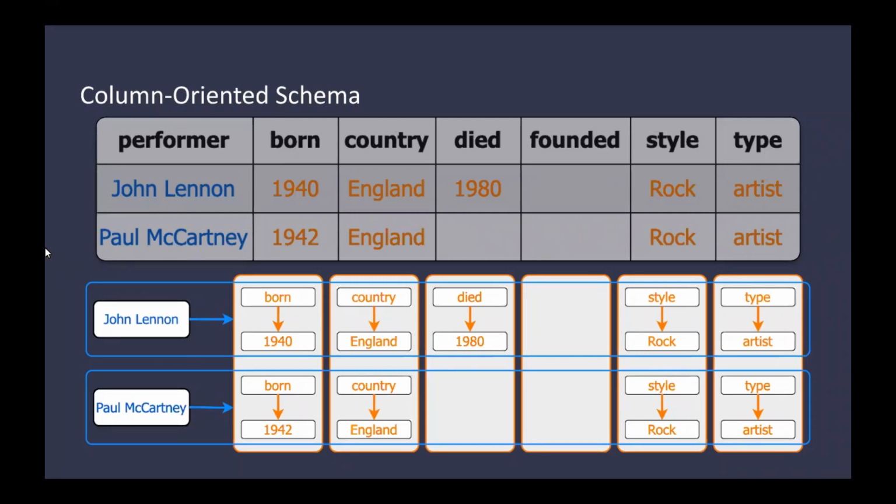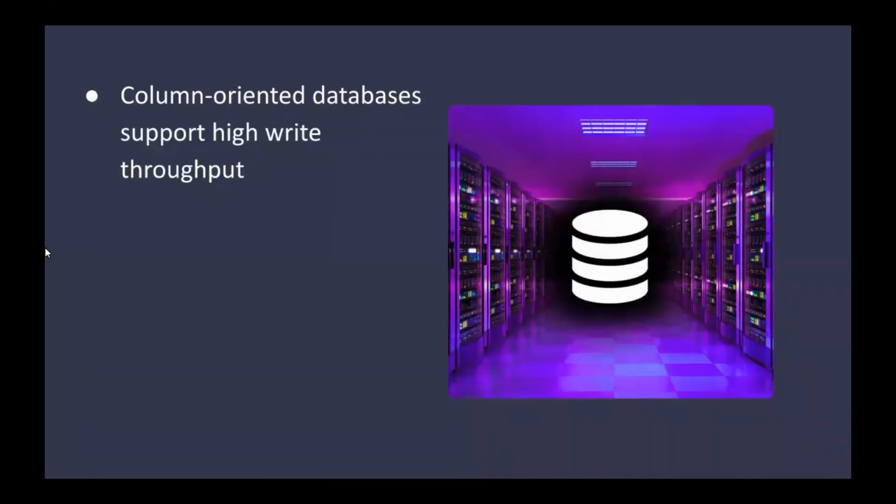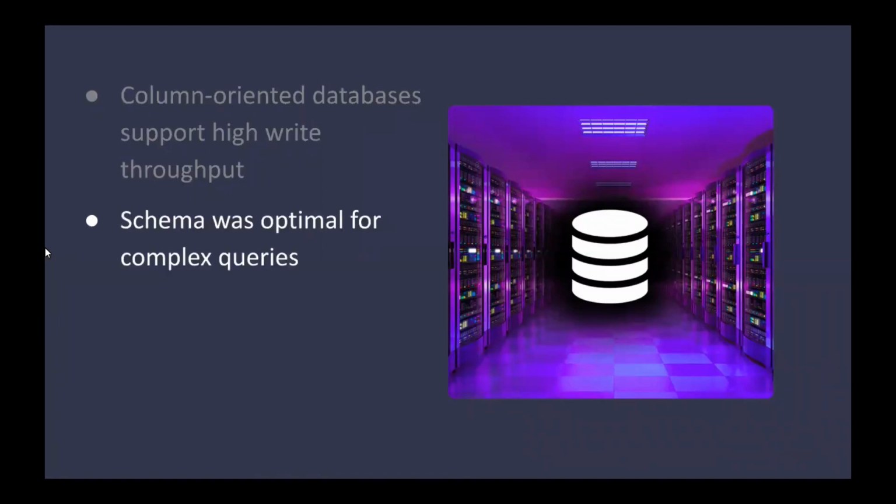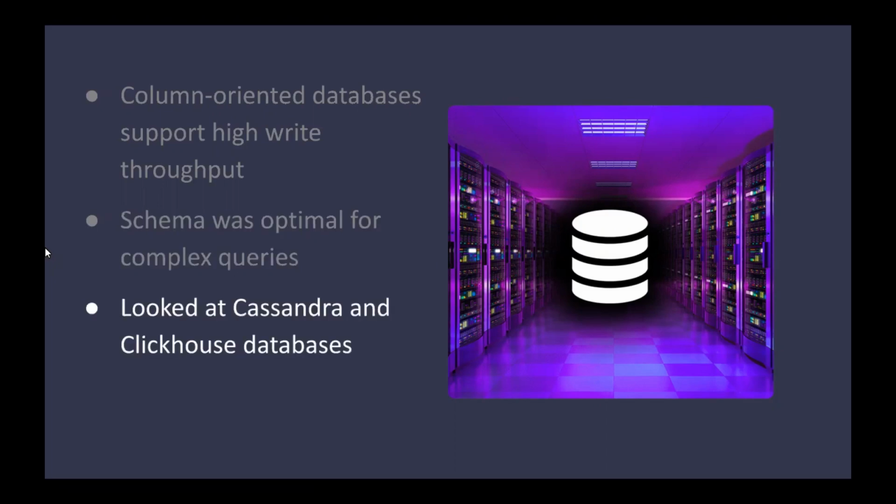To contrast this, column-oriented databases emphasize the individual pieces of data stored in the columns as complete entities of information. So that means you can find out that John Lennon died in 1980 without needing to read all of the other information stored about him in the database. This change of schema allows column-oriented databases to have a high write throughput and also support complex queries.